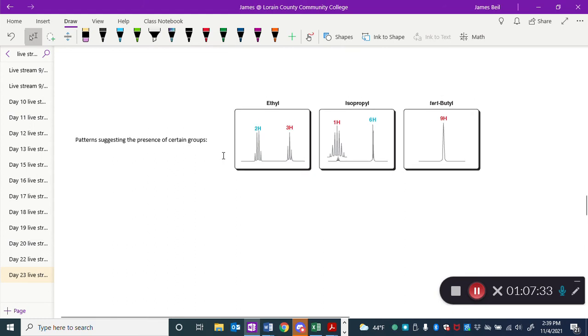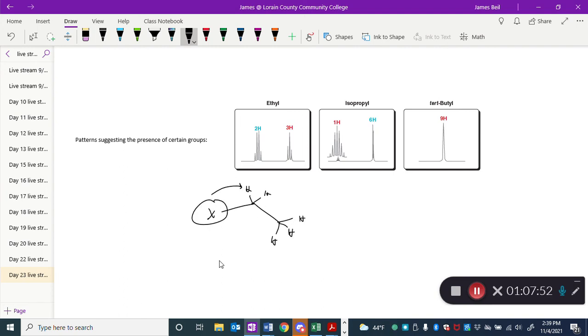Also wanted to emphasize something in the textbook. Typically, we see some of these common patterns, so I wanted to point those out. So if I have an ethyl group, what results with an ethyl group typically, assuming that there's nothing over here to cause splitting, and that the only splitting for these two protons comes from these three, these three would all be equivalent, and so these would be splitting 3 plus 1 into a quartet. I would see a quartet for this signal.